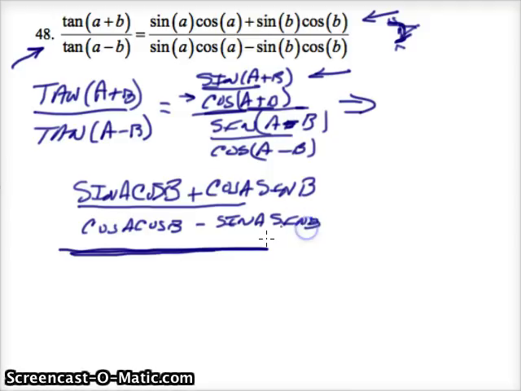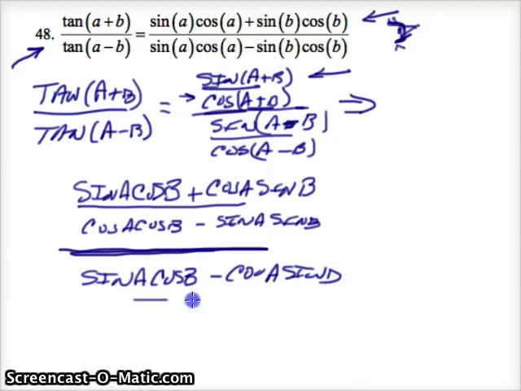Okay. Now, how about the bottom? The bottom would be what? Same thing as the top. Sine of A cosine of B, but this time minus what? Cosine of A sine of B. Okay, and again, this is all over cosine A cosine B plus sine A sine B.